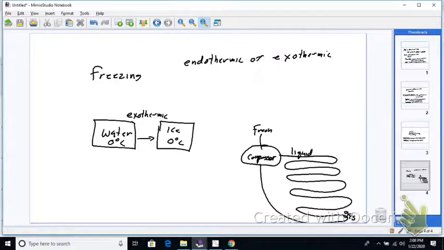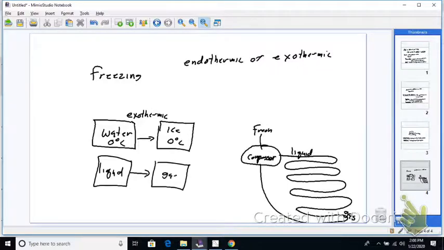Now, to go from a liquid to a gas, is that endothermic or exothermic? Endo. Okay, so that's endothermic. Where does the energy come from to do that? In a refrigerator? Yep. Where does the energy come from to change that liquid to a gas? Outside? Nope. So we got a refrigerator with all our goodies in there.